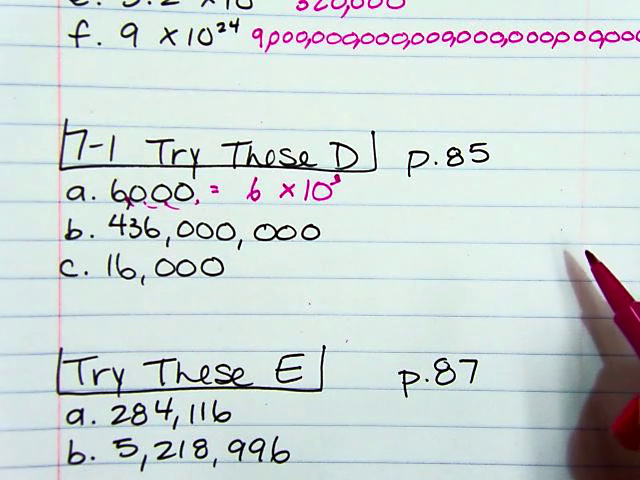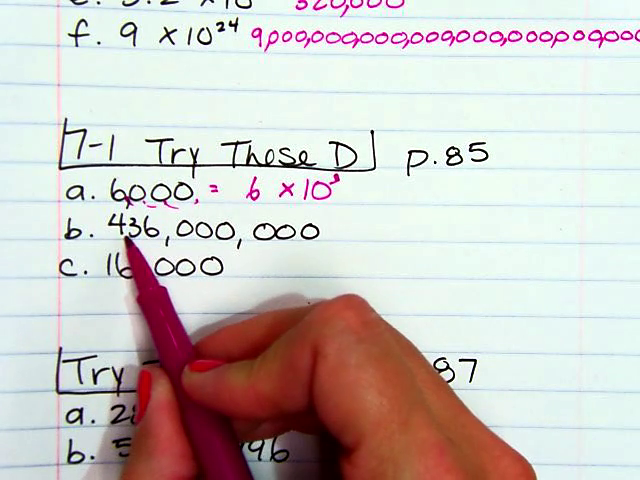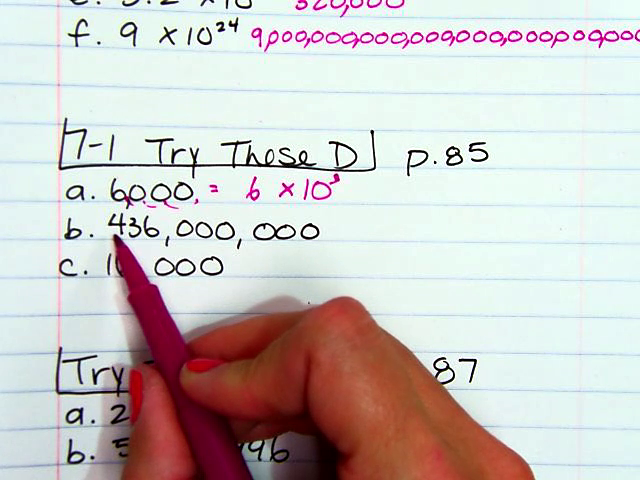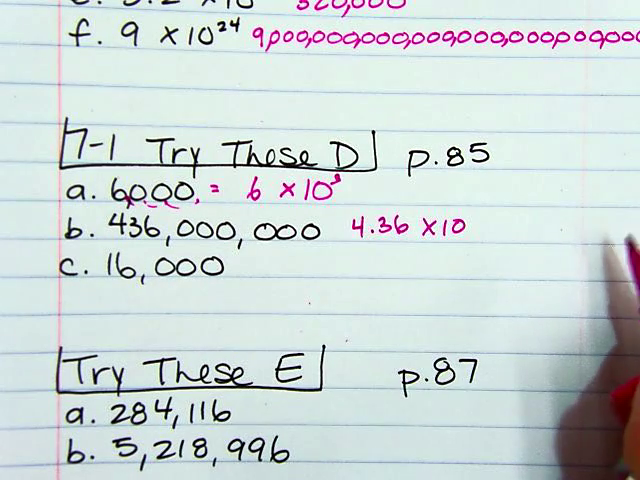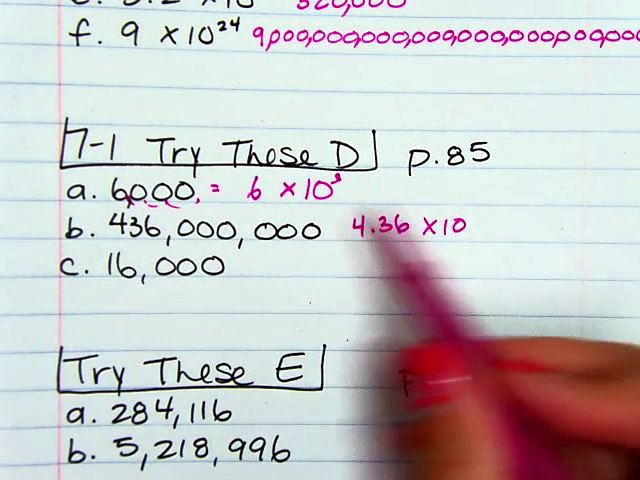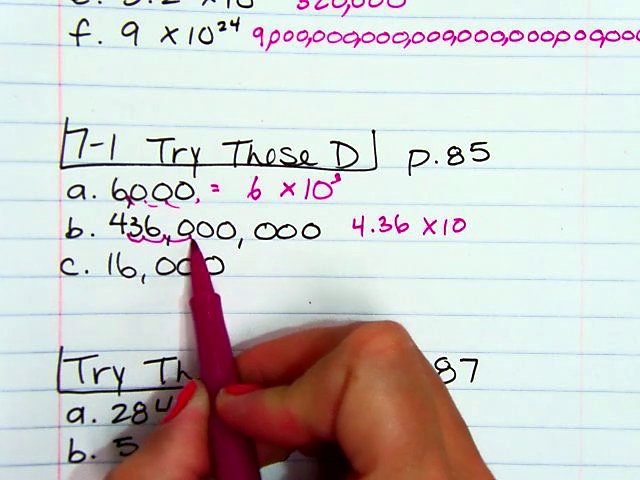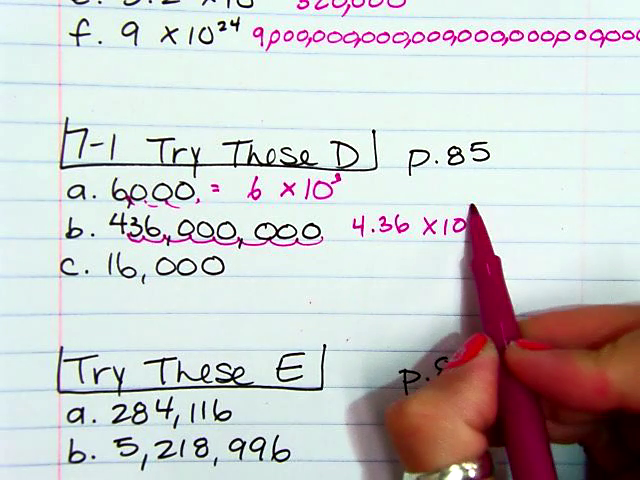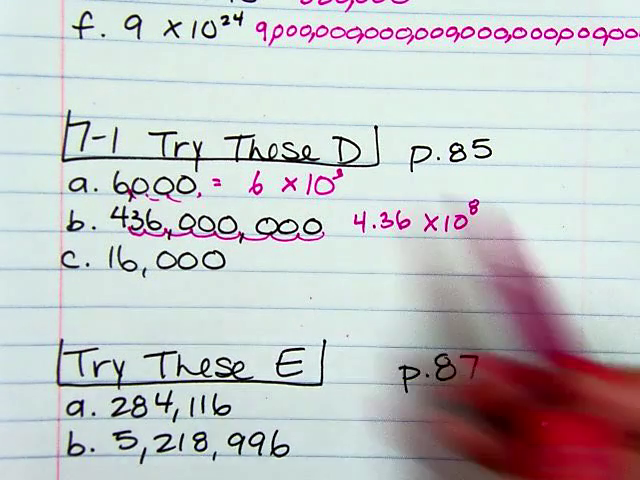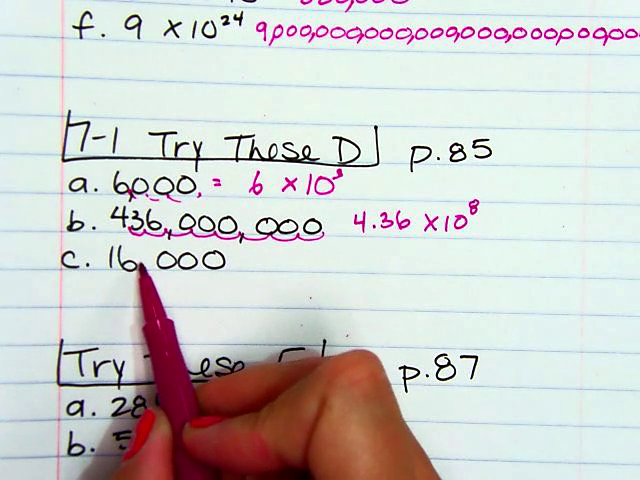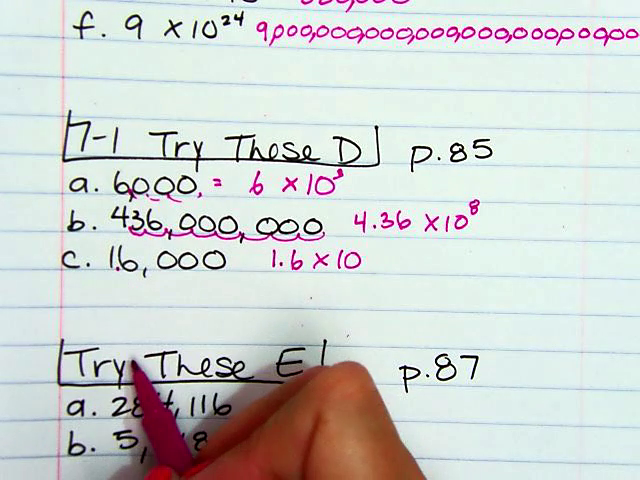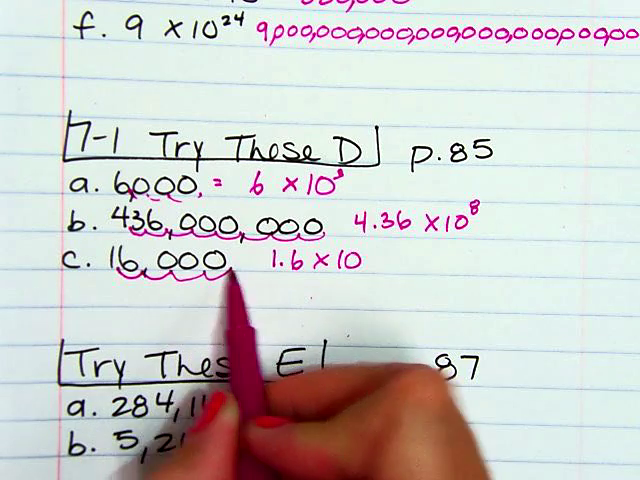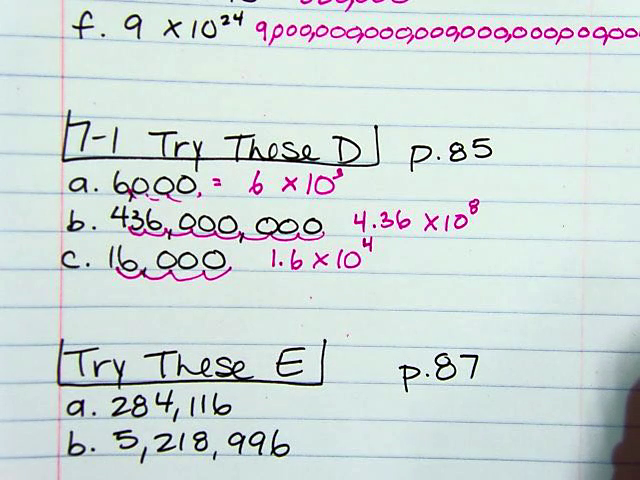that will give me 6 times 10 to the third power. Okay, here, in order to make my first factor between 1 and 10, I'm going to have 4.36. I'm going to drop off all the zeros, though, because that's the whole point of scientific notation, is shortening it up. 1, 2, 3, 4, 5, 6, 7, 8 places I had to move my decimal. Now here, I'm tempted to write a 16, but that's not less than 10, so I'm going to write 1.6 times 10. So if my decimal point is there, 1, 2, 3, 4, and I have my scientific notation versions.